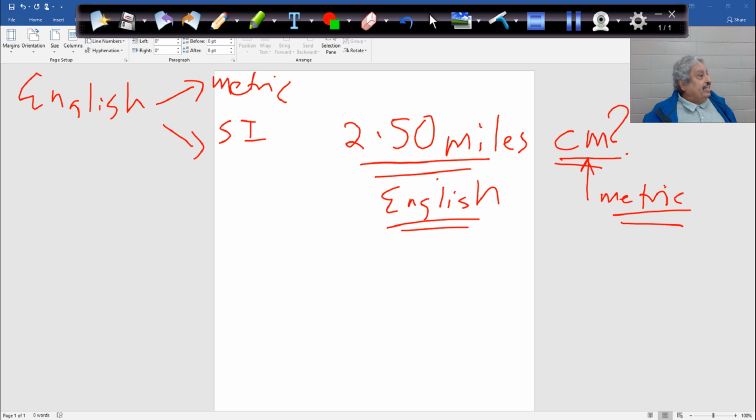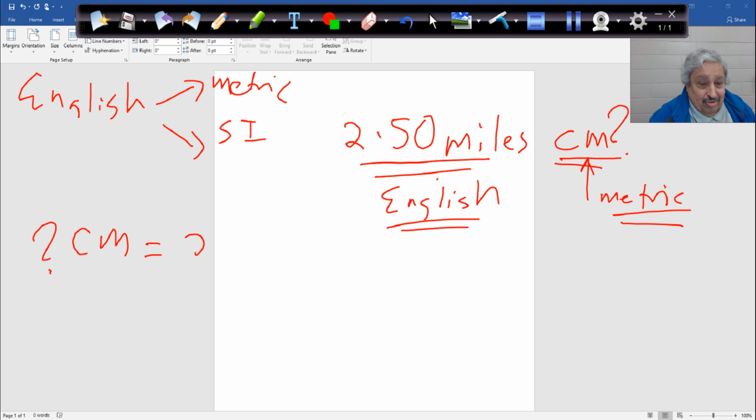So for this one, I need help from another type of chart. I need a chart that gives me all three systems together. Again, you can Google it. Feel free to print it out and keep it in front of you so you can follow those charts. You don't have to memorize. So I need centimeters. What do you think the value will be? An inch is 2.54 centimeters. So if you have 2.5 miles, that will be a lot of centimeters, correct? The distance will be a lot.